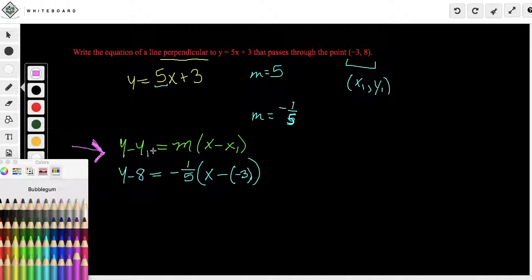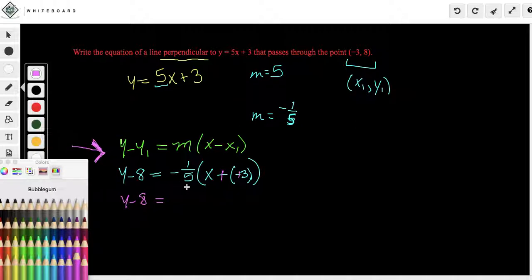And we're going to plug in our y1, x1, and our m, our slope. Then we're just going to figure out what the answer is. So we can go ahead and change this to plus a positive. Minus a negative is the same as plus a positive. And then the first thing we're going to do is distribute this side. So I'm just going to bring down my y minus 8.